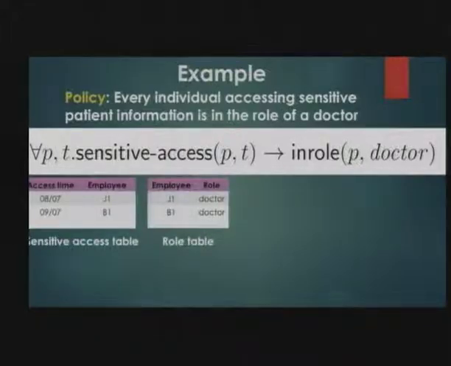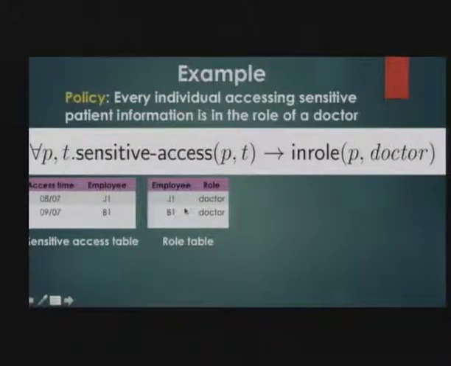Say we have this log, right? The sensitive access table and the role table. For ease of exposition, I'm just showing the plain text values here, because if I showed the encrypted values, it would make no sense. But believe me, when they're handled by the algorithm, each of these values is encrypted. So this means that employee J1 does a sensitive access in August 2007, and the employee is a doctor.